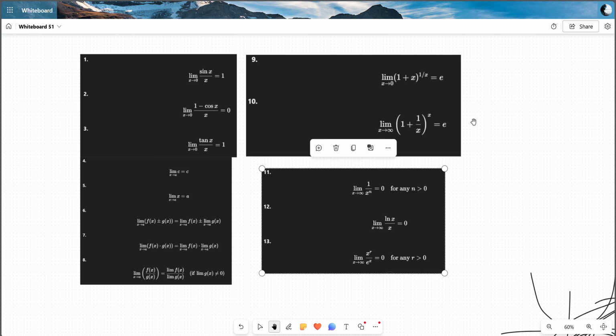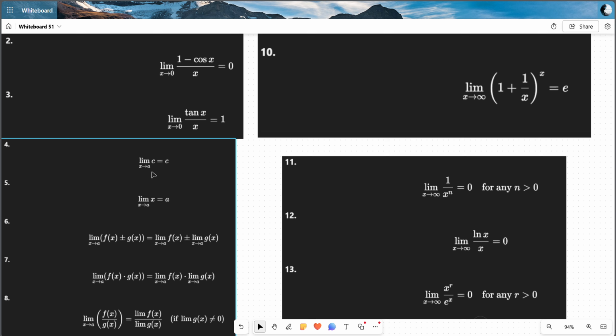The last thing is basically just these important identities. All right, so these are all things you want to keep in mind. The limit as x tends to 0 of sine x over x is equal to 1. The limit as x tends to 0 of 1 minus cosine x over x is equal to 0. And the limit of tan x over x is equal to 1, as x tends to 0.